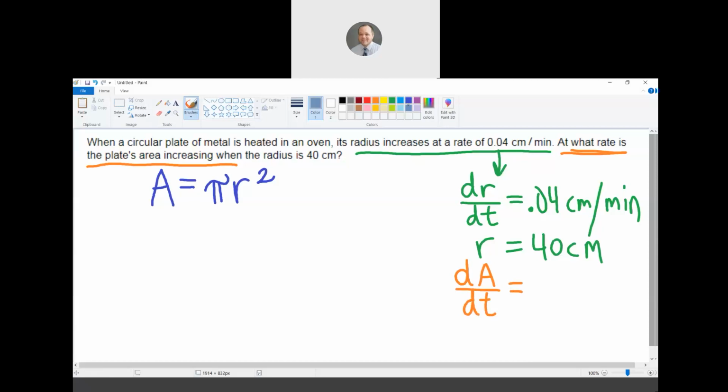Now, going back to our area formula, take the derivative of both sides. So the derivative of A with respect to time is dA over dt. And the derivative of pi r squared with respect to time is 2 pi r, because pi is a constant. And since we're taking the derivative of r with respect to time, we need the ratio dr over dt.